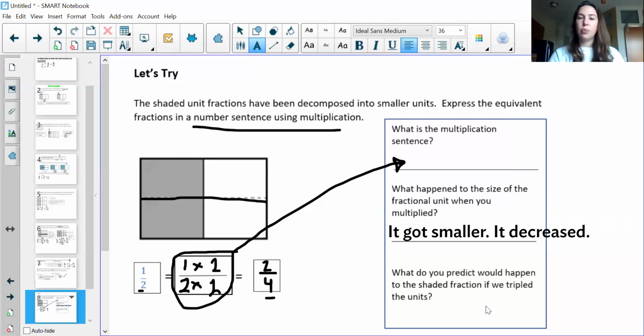What do you predict would happen to the shaded fraction if we tripled the unit? So if we tripled it, meaning we made 3 rows, well, it would become sixths, and sixths are even smaller. So we would get sixths, and sixths are a smaller unit. So the unit would get smaller and the number of pieces would get bigger. So you guys can write that down in your own time. Let's move on to the next one.